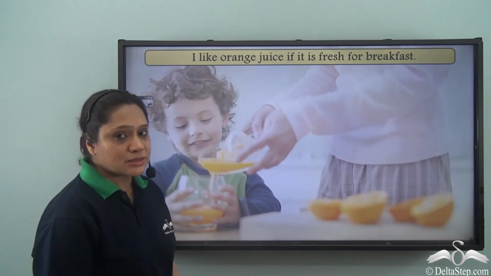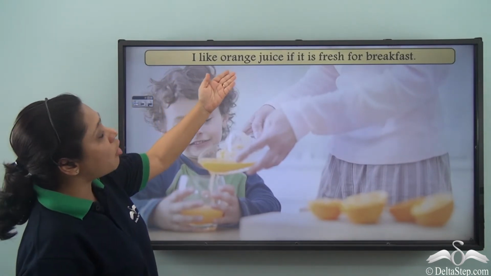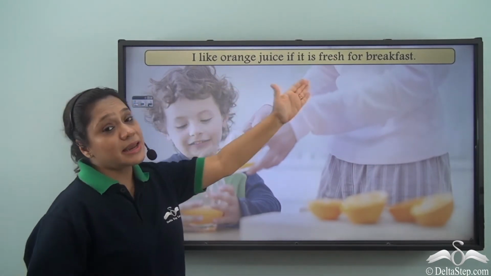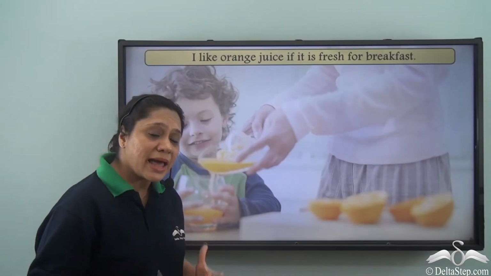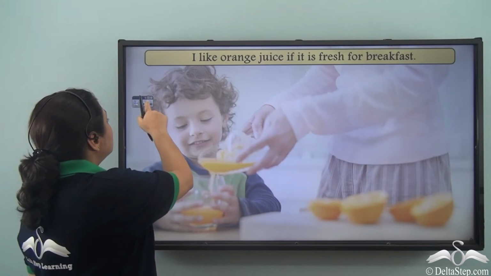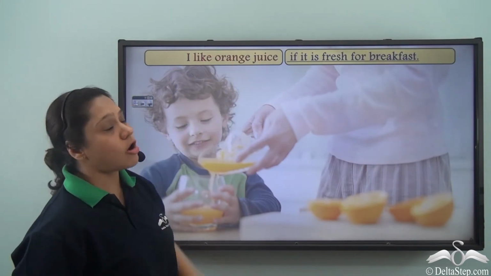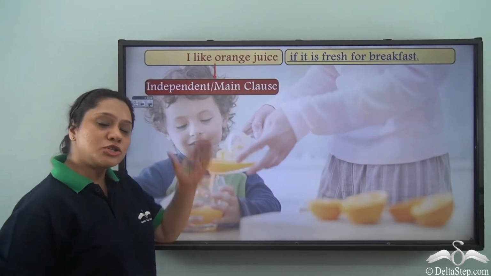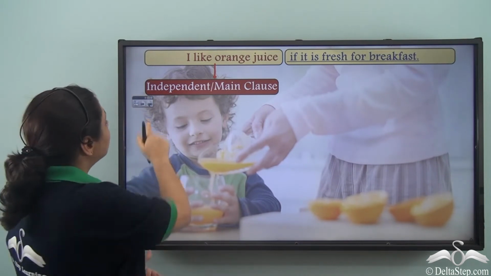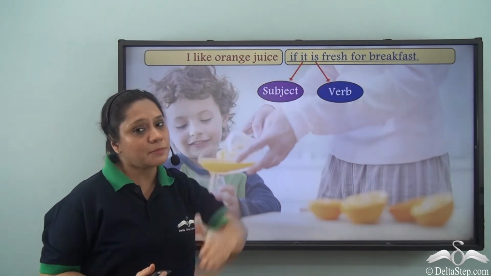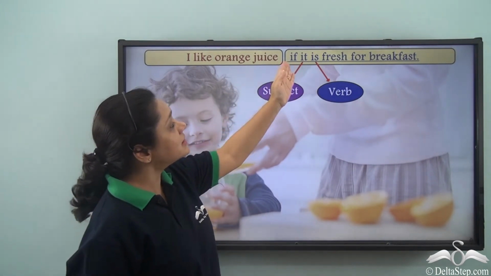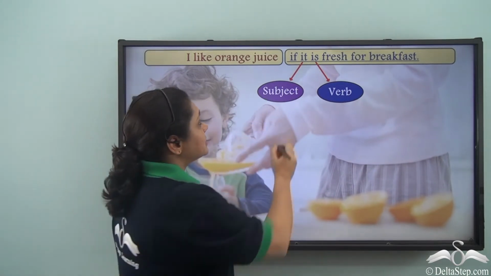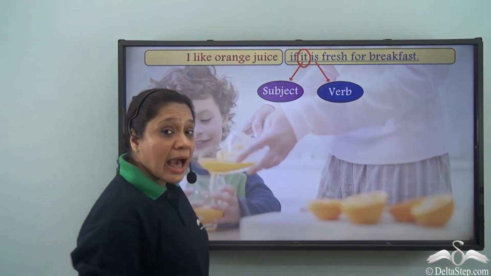Now, let us look at another sentence. I like orange juice if it is fresh for breakfast. Now, this is a conditional sentence and we will again see this sentence in parts. So, the first part, I like orange juice, we have seen is an independent or a main clause. So, we will look at the second part. Now, the second part of the sentence, if it is fresh for breakfast, has a subject, it, and a verb, is.